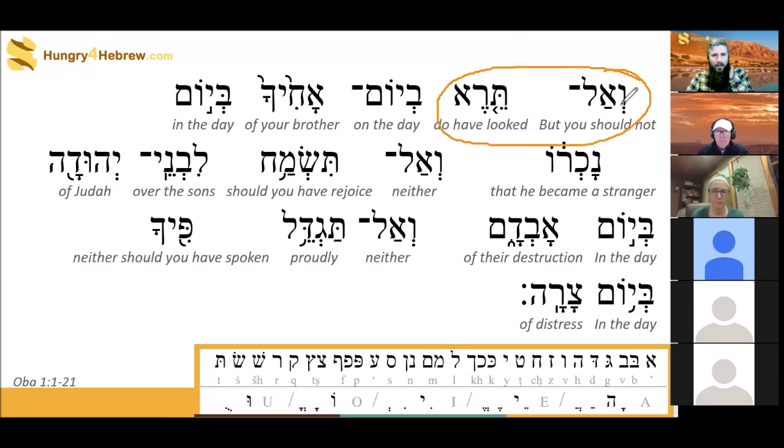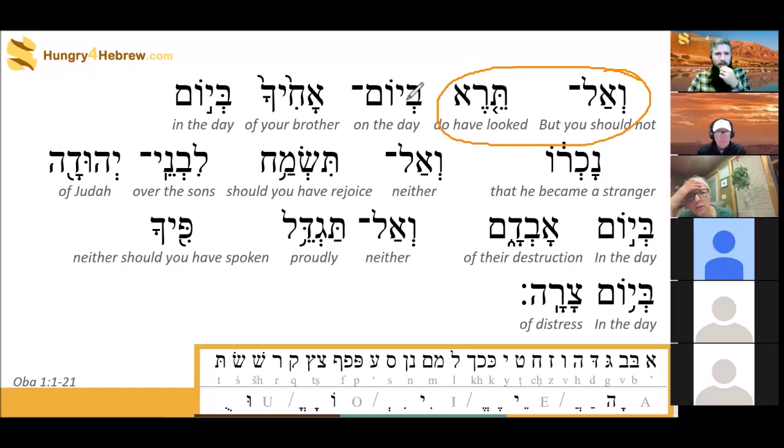All right, this is a negative imperative. Al tere, don't look. Resh aleph, missing yod. Remember, because of the al, we know that it's jussive. And because it's jussive, it's going to be a shortened apocopated form. That's why there's no hey or yod right here. Instead of tir'a, it becomes tere. So, you should not have looked.